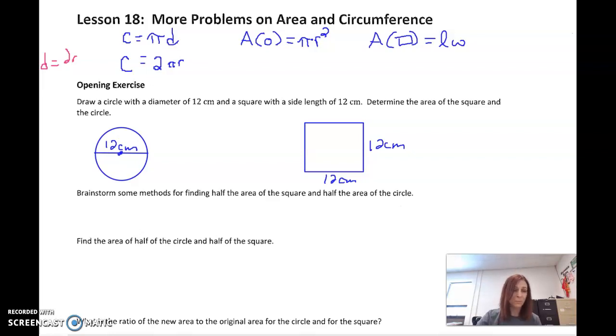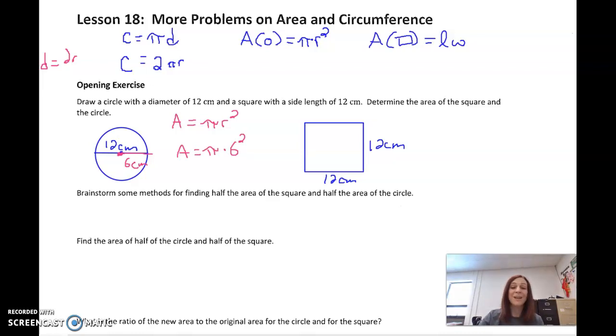Okay, so for the area of a circle here, we use this formula. Area of a circle is pi times the radius squared. What do we need? We need the radius. Do we have the radius? No, we have the diameter. But remember, diameter is equal to 2 times whatever the radius is. So we just need half of this, right? So half would be 6 centimeters. So I can figure this out by going pi times 6 squared.